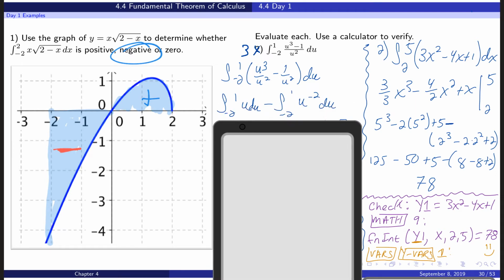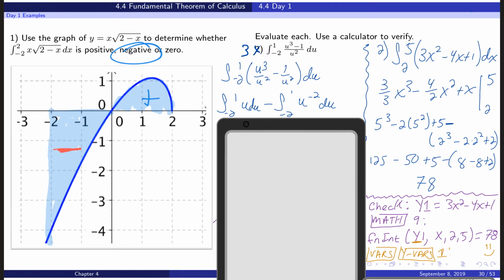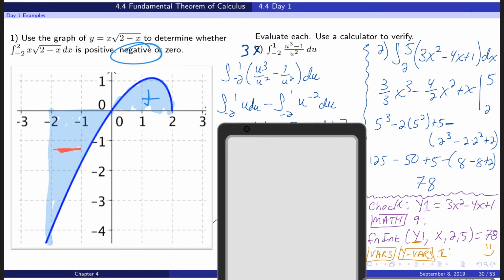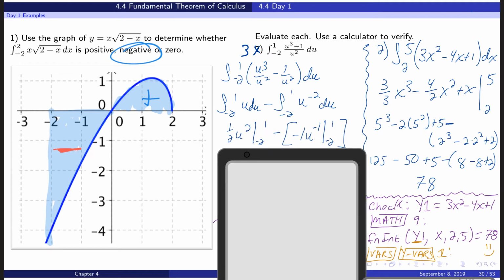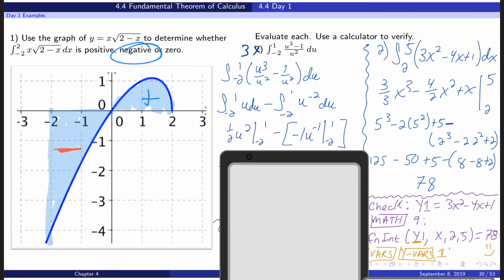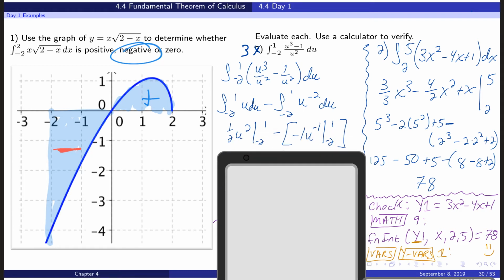Simplifying, we get u and u to the negative 2, separating the two different antiderivative statements, keeping the same definite limits, negative 2 to 1. Antiderivative of the first is 1/2 u squared. Antiderivative of the second is negative u to the negative 1. Remember your power rule for antiderivatives. I'm going to subtract these two functions because the original question had a subtraction sign inside there.